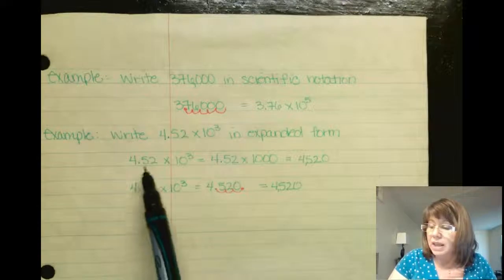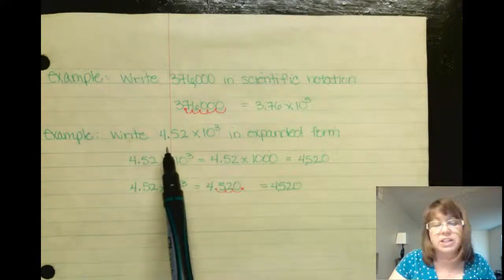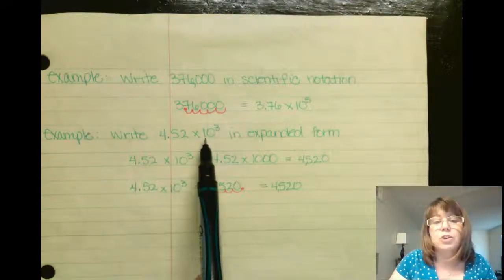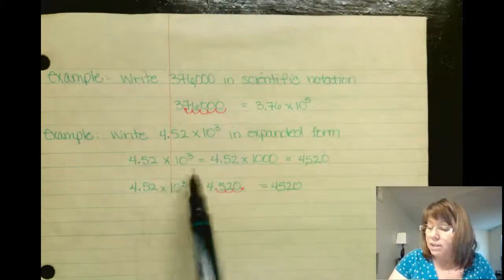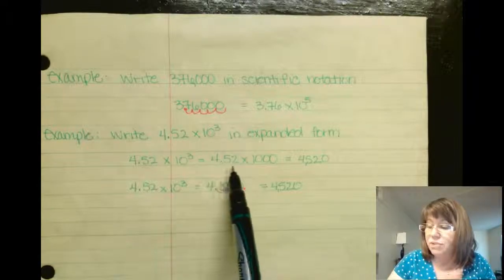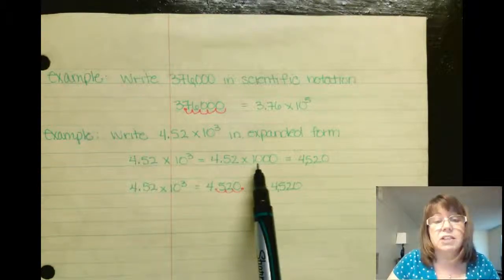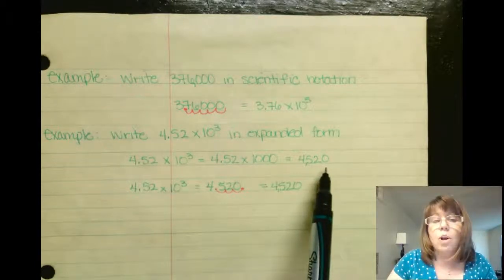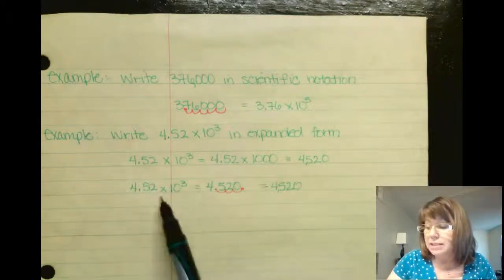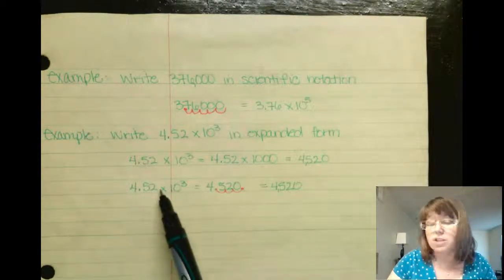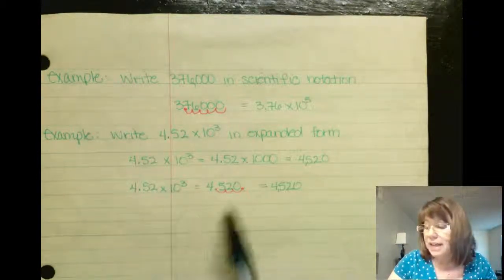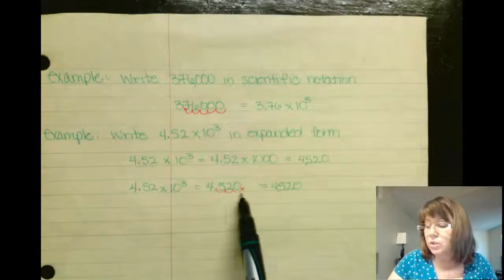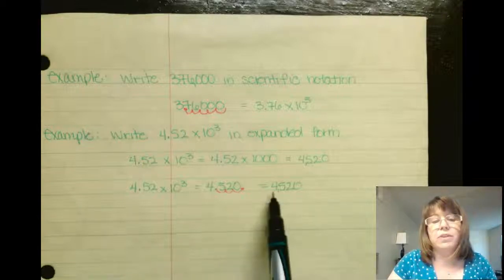If I want to write the expanded form given scientific notation, I have 4.52 times 10 to the 3rd power. So either I can say 4.52 times 1,000, which is 10 to the 3rd power, and I get 4,520, or I can use the decimal trick. But this time I'm going to move it 3 spots to the right. And if I need to add a 0 or 2 at the end, then that's what I do. So 1, 2, 3, and I end up with 4,520.